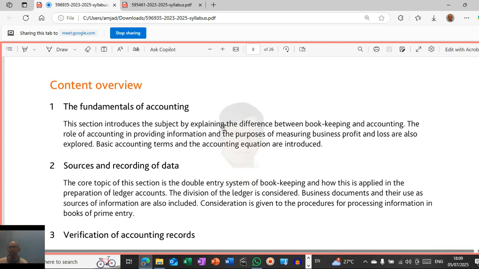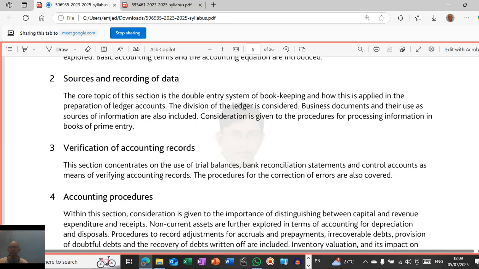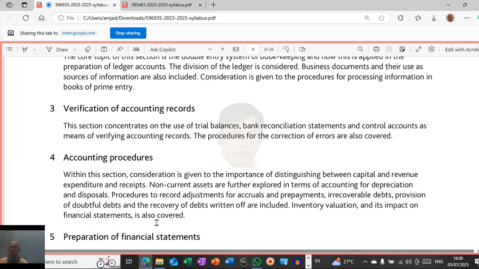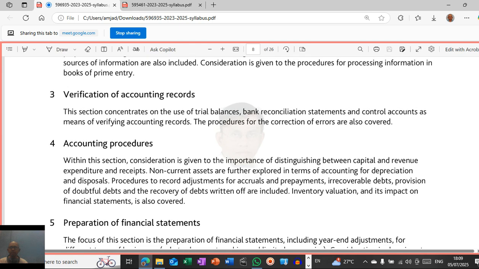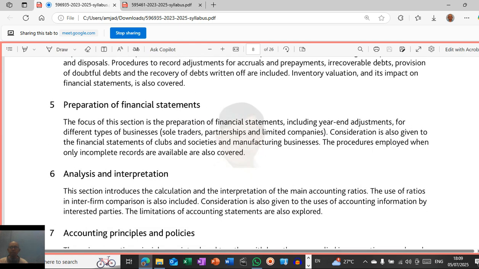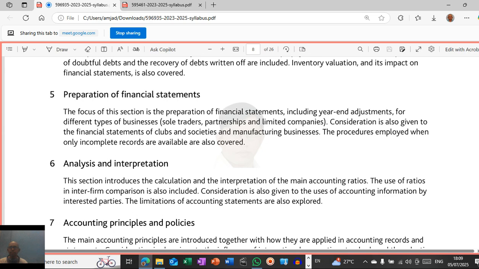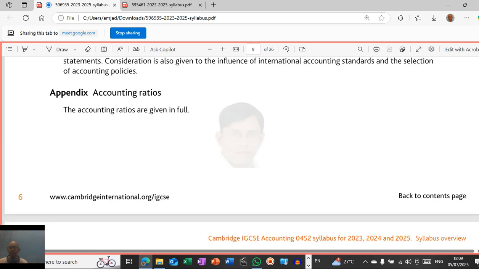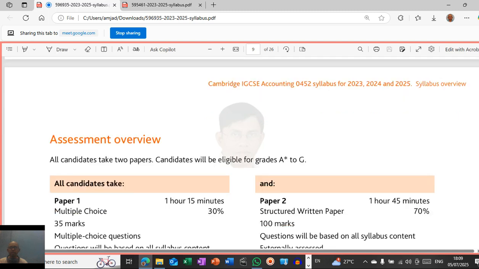So the fundamentals of accounting, that is the first lesson we will be learning in this. Then bookkeeping and accounting, so sources of and recording of data. That is the next lesson. Verification of accounting records and accounting procedures. Preparation of financial statements. This is just a bird's eye view of accounting principles and policies, accounting actions. So now let us discuss the accounting syllabus in detail.